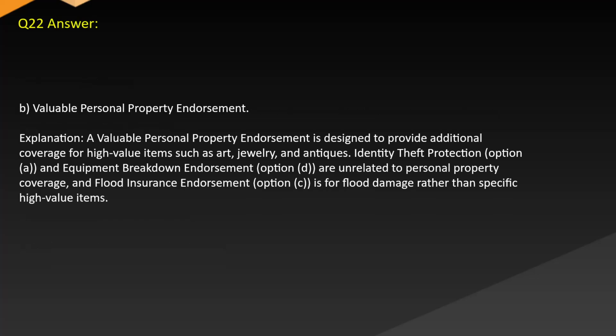Answer: B. Valuable personal property endorsement. Explanation: a valuable personal property endorsement is designed to provide additional coverage for high-value items such as art, jewelry, and antiques. Identity theft protection, option A, and equipment breakdown endorsement, option D, are unrelated to personal property coverage, and flood insurance endorsement, option C, is for flood damage rather than specific high-value items.